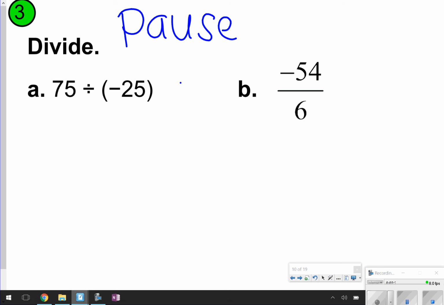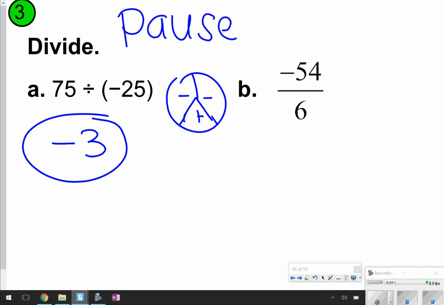All right, here we go. So we got these 2 operations. I have different signs, so I'm going to cover up a positive and a negative. I'm left with a negative. So essentially, 75 divided by negative 25 is negative 3. Letter B, same rule applies here. A negative divided by positive is still going to be a negative. So negative 54 divided by 6 will be negative 9. How'd you do?